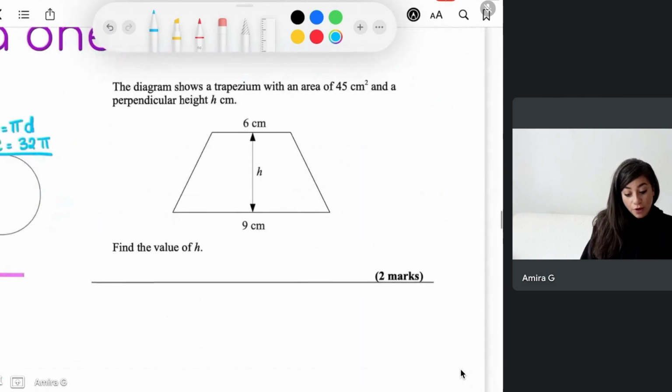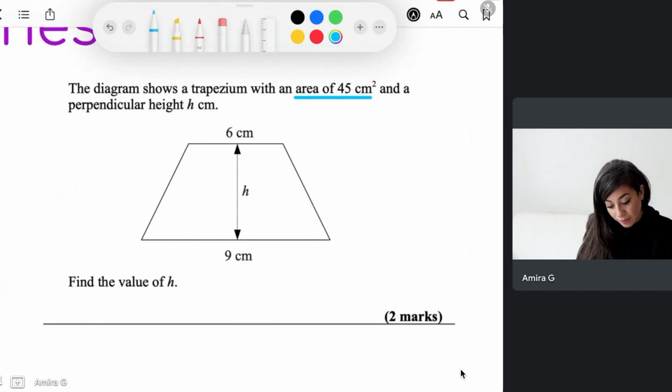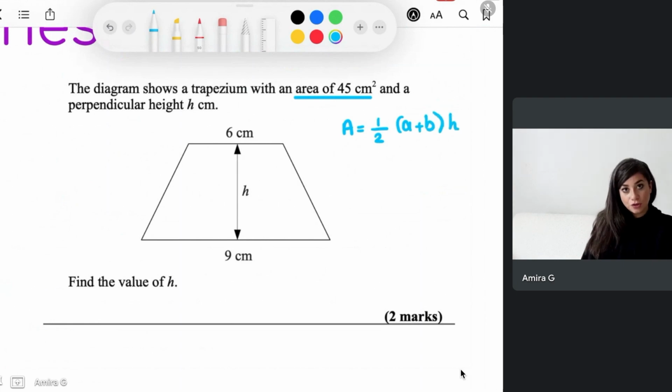They'll give you the reverse one. These are reverse ones. So you see a trapezium. The diagram shows a trapezium with an area of 45 centimeters squared. Do this yourself, you don't really need me for this. Do it and then see if you get the same answer. I'm just going to start you off. The diagram shows a trapezium with area. Stop there. Area of a trapezium straight away: a half, a plus b, h. Carry on. Area is 45.